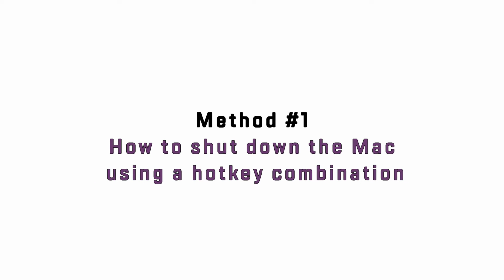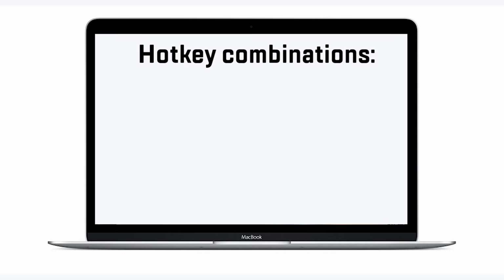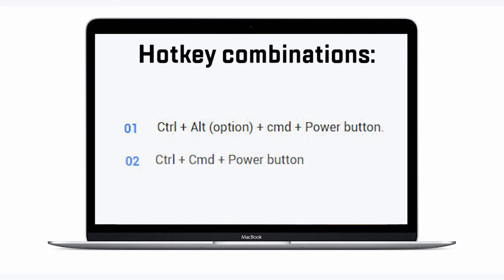Method number 1. How to shut down the Mac using a hotkey combination. To turn off the computer, two options for hotkey combinations can be used. Number 1. Control plus Alt or Option and CMD plus power button. Number 2. Control plus CMD plus power button.